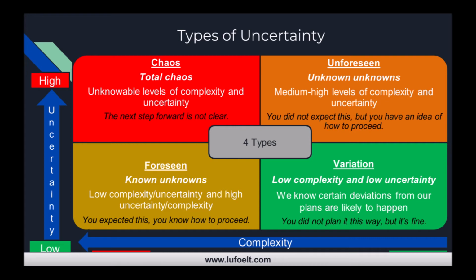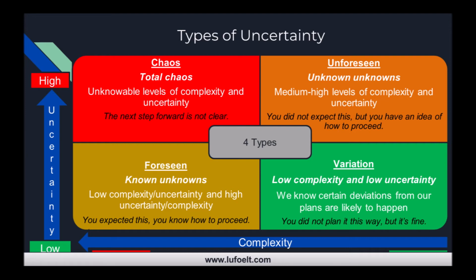All right. And the last type of uncertainty here is variation. And this is low complexity and low uncertainty. And basically, this is a deviation from your plan or your expectation of what's going to happen. So it just means that you didn't plan this way, but it's not a major problem, usually.